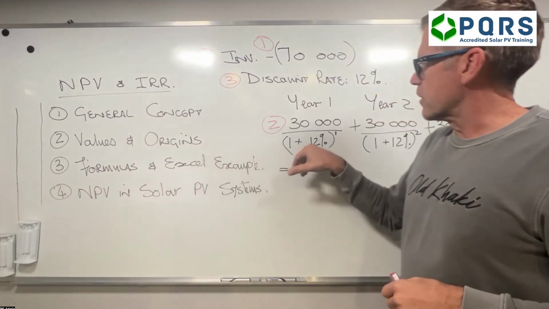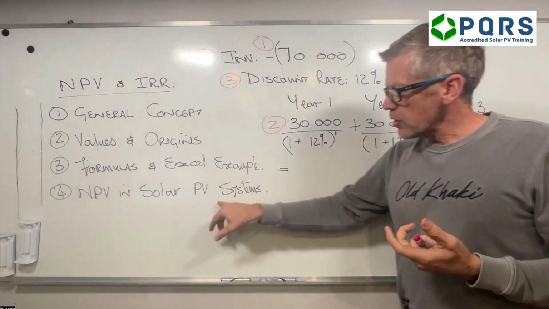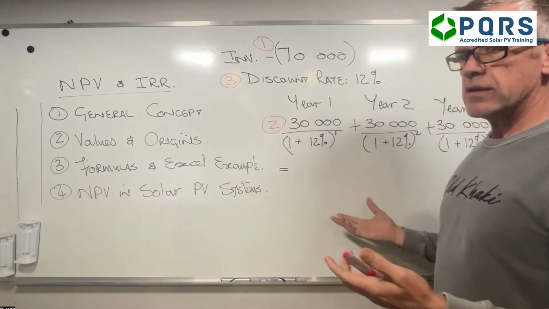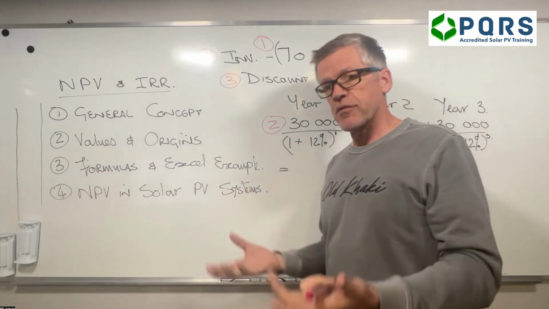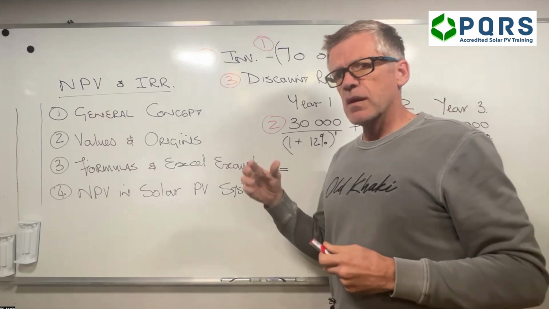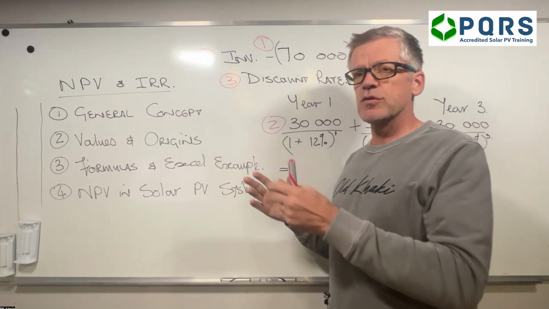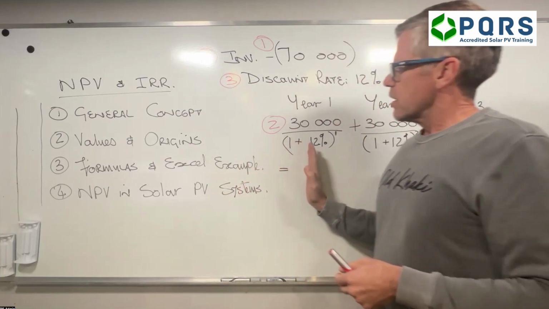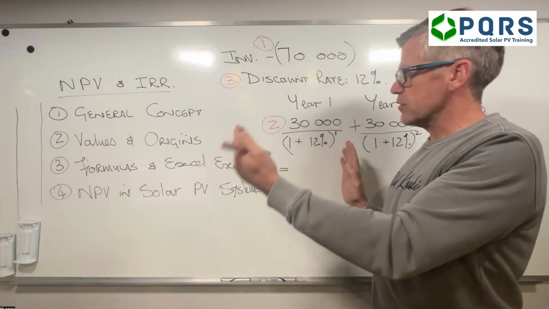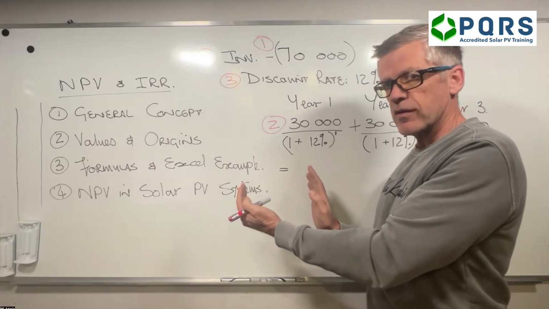So we've discussed the general concept, and we've discussed values and origins. If we look at formulas, that's the formula you have over there. And in a solar PV system, this formula could stretch over a number of years. Could be 10 years, could be 15 years. If you provide financing, it's normally between 10 and 15 years. If you want to look at the full life cycle of a solar PV plant, you could use the full 25 years. You could use 10 years because the warranty on the inverters is 10 years. You could use 5 years because the customer wants to see what the return is over a 5-year period.